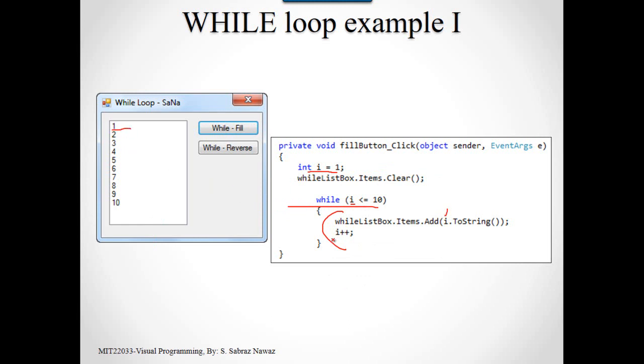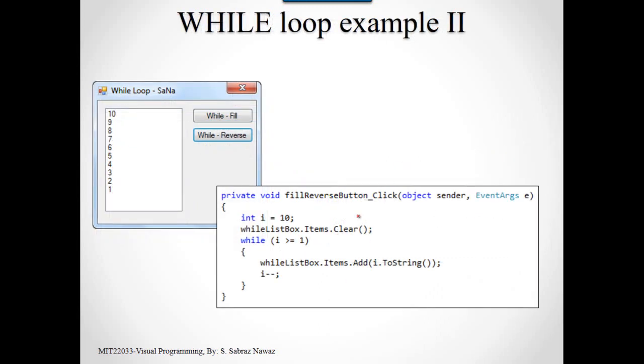I++ is an increment operation. So 1 becomes 2, and again it goes back. 2 is compared, 2 less than or equal to 10, it is true. Again it is run, so 2 is added. This becomes 3, and repeatedly it is done 10 times. After 10 is also added, I becomes 11. It is tested here, 11 less than or equal to 10, it becomes false. So when it becomes false, the loop stops and jumps out to the rest of the code. This is how it works.